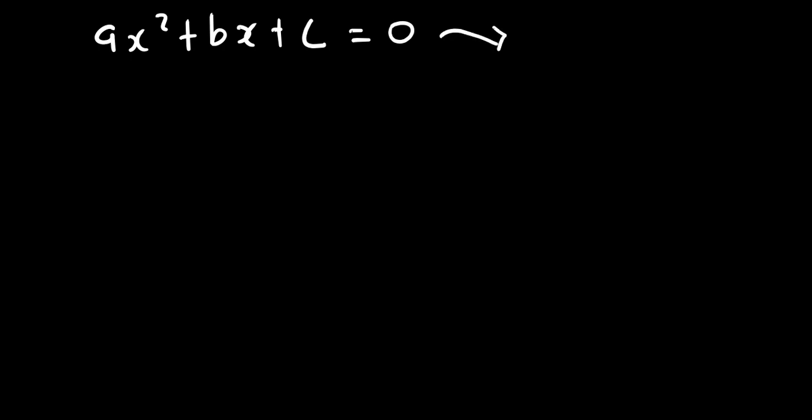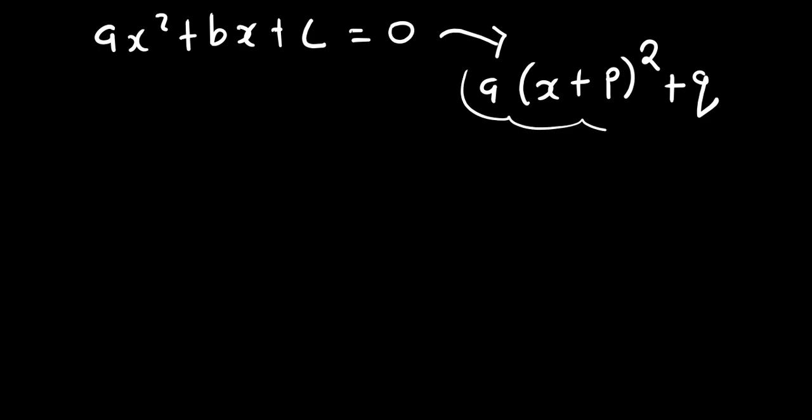Okay, so let's start. Let's use the same general formula: ax squared plus bx plus c. This should give us 0. Now what are we going to do? We want our expression to be in the form a, where we factor out a, times (x plus p) squared plus q, like that. So that's what we want to achieve.